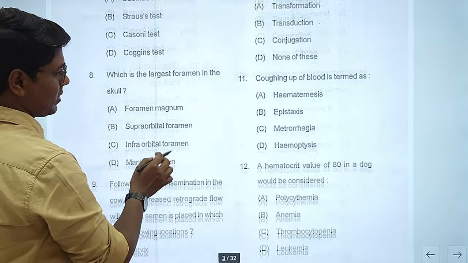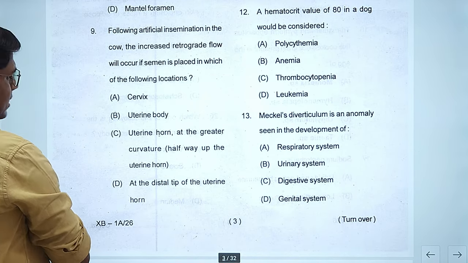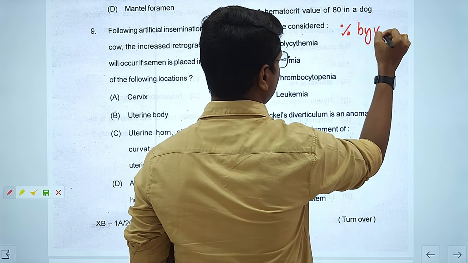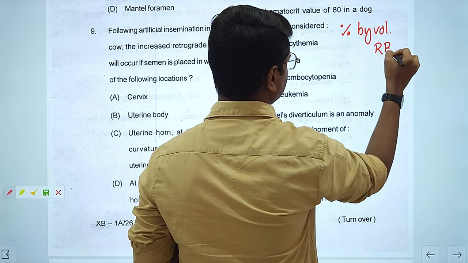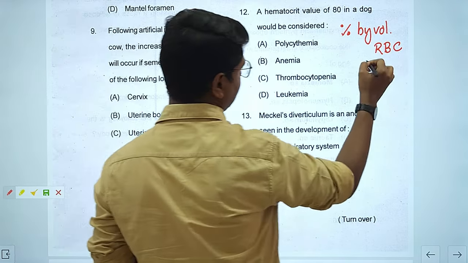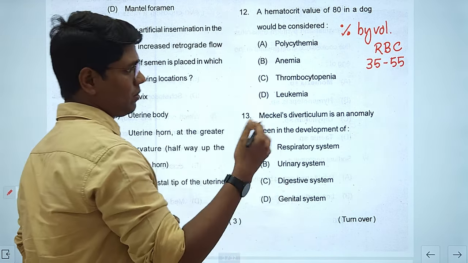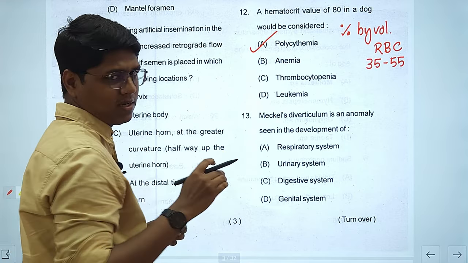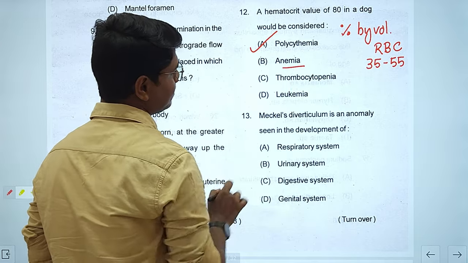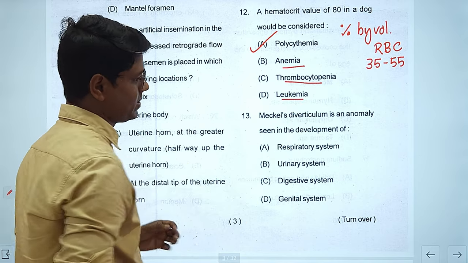Next question. A hematocrit value of 80 in a dog would be considered. You see, hematocrit value basically denotes the percentage by volume of RBC. Okay. The normal value for a dog is 35 to 55. When it is beyond 55, the condition is polycythemia, an increase in the RBC. When it is below 35, it is anemia. The answer is polycythemia. Thrombocytopenia is a reduction in thrombocyte or platelet count. Leukemia is an increase in WBC count.